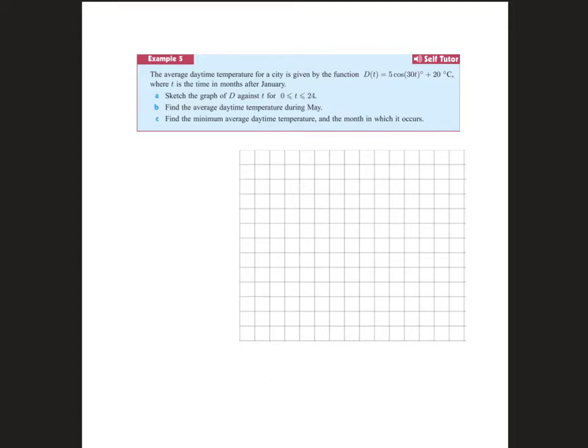Sketch the graph of d against t for the domain 0 to 24. Before I do that, I want to figure out how to partition or break up my x and y axis. In order to do that, I need to determine my period first.